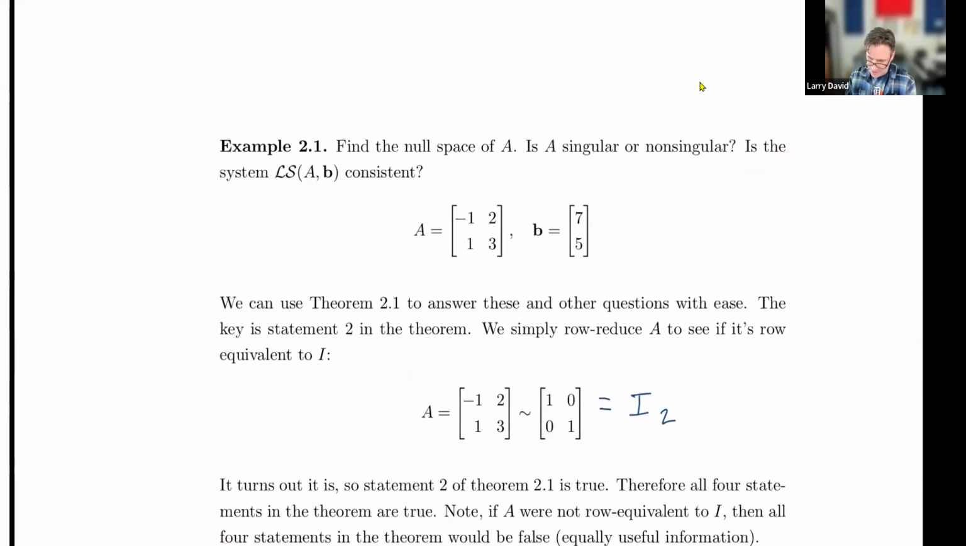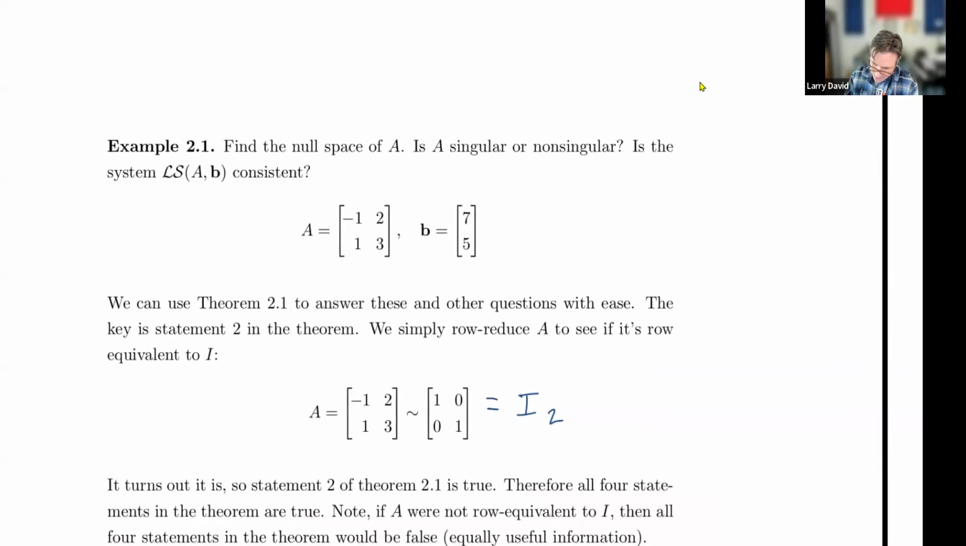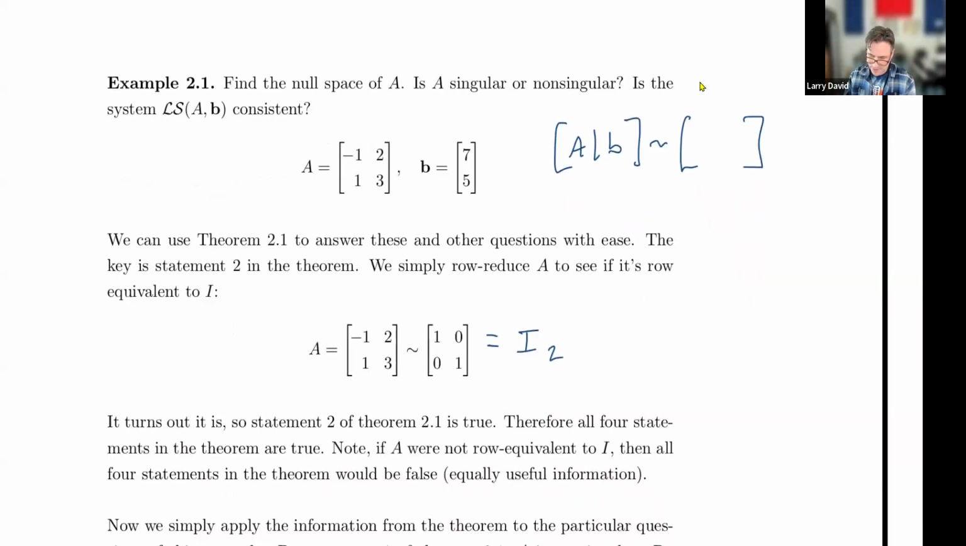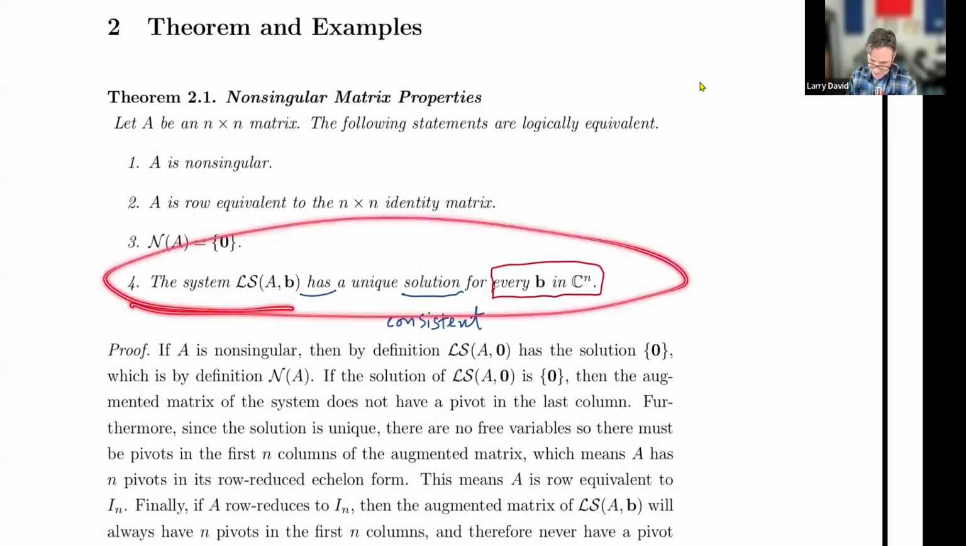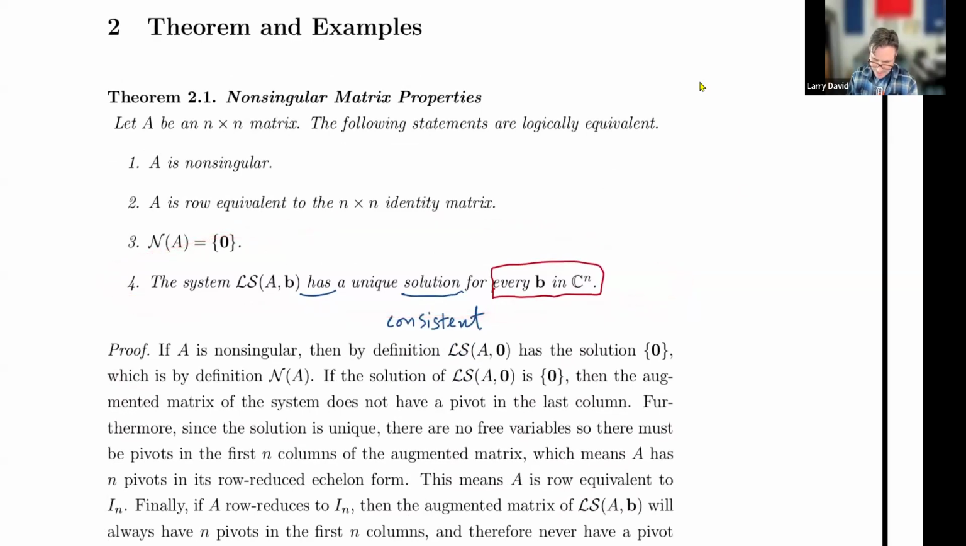Is the system consistent? And we're given this vector. Well, if we didn't want to use the theorem, we could row reduce the augmented matrix like this and see whatever we get. We'd get a matrix with 3 columns, and if there's not a pivot in the last column here, the existence uniqueness theorem tells us that this system then is consistent. But statement 4 here, as we just discussed, tells us that if these other statements are true, then the system has a unique solution. In other words, it is consistent for every b in Cn.